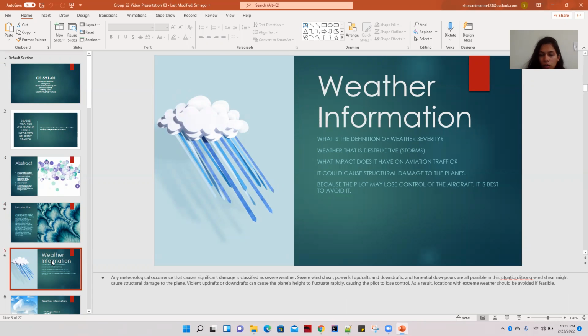So this slide speaks about weather information. What is the definition of weather severity? What impacts the weather, the aviation traffic, and how that can be controlled. Any meteorological occurrences that can cause significant damage are classified as severe weather. Severe wind shear, powerful updrafts and downdrafts are all possible scenarios in this situation. These can cause structural damage to the plane. Violent updrafts or downdrafts can cause the plane's height to fluctuate rapidly, causing the pilot to lose control. As a result, locations with extreme weather should be avoided if feasible.